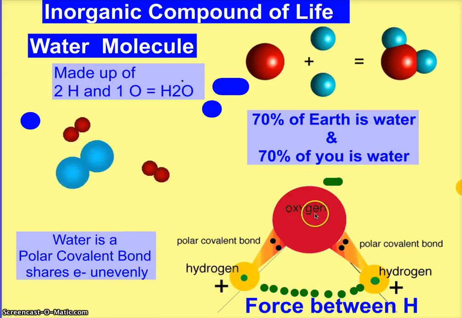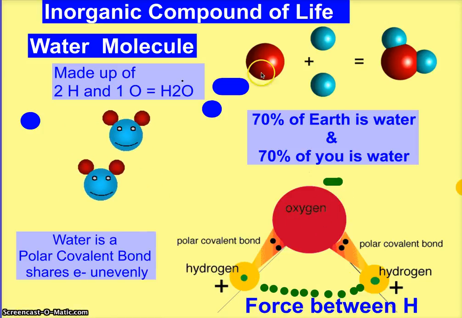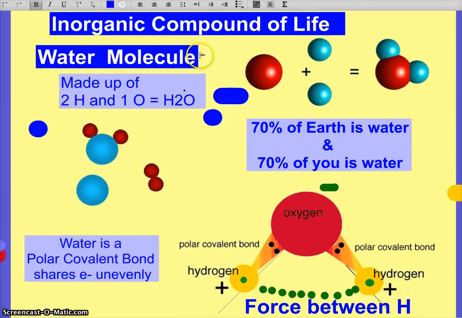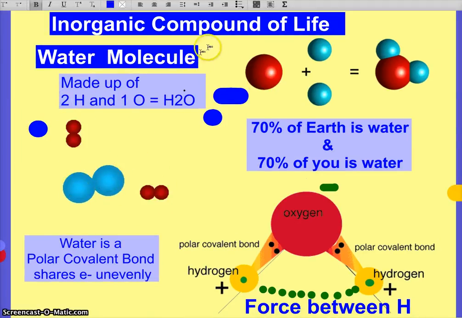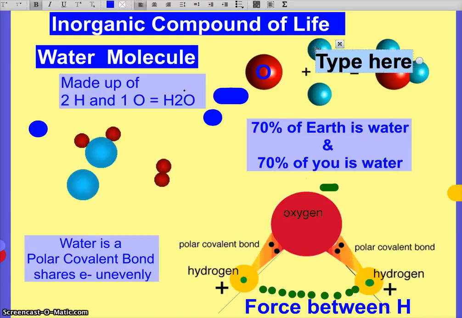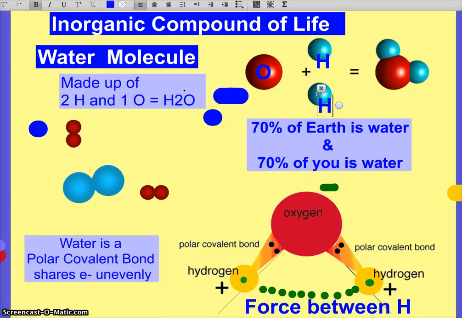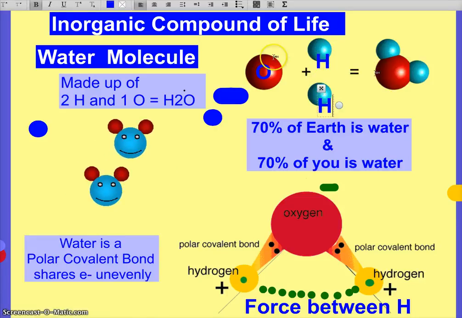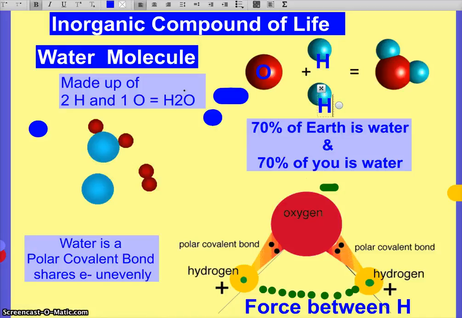So here you have an oxygen and 2 hydrogens. What about out here? What's this red? Oxygen. Yes, that's oxygen. What are the blues? Hydrogen, and when they combine, they make H2O. Okay, good.